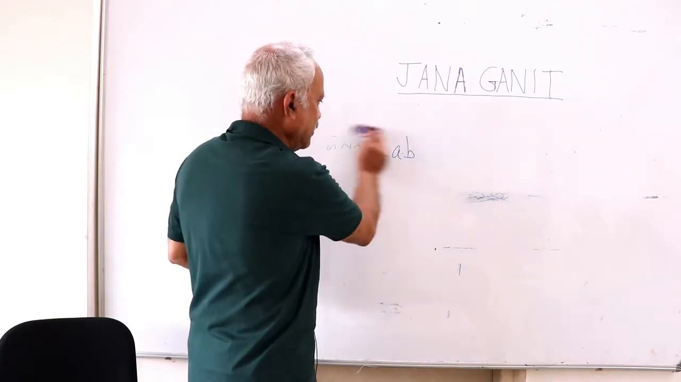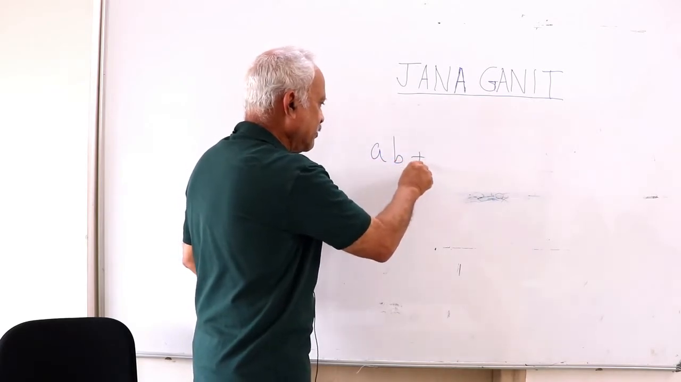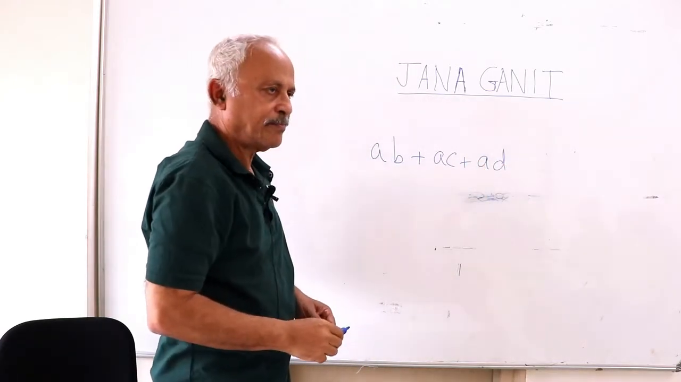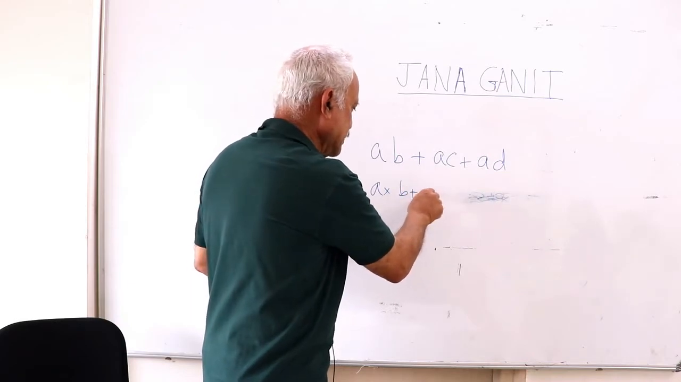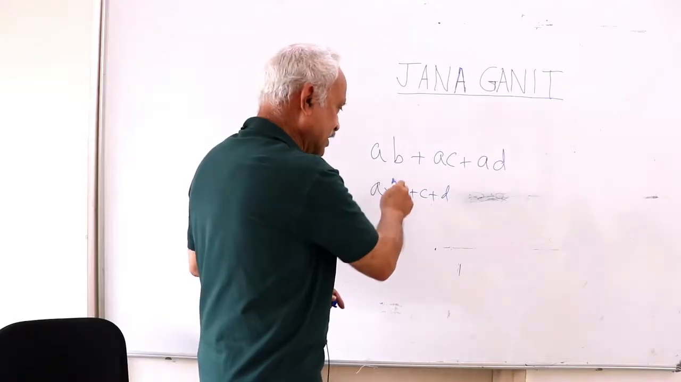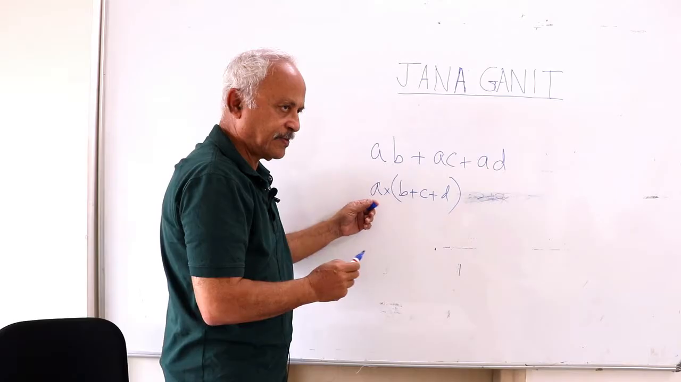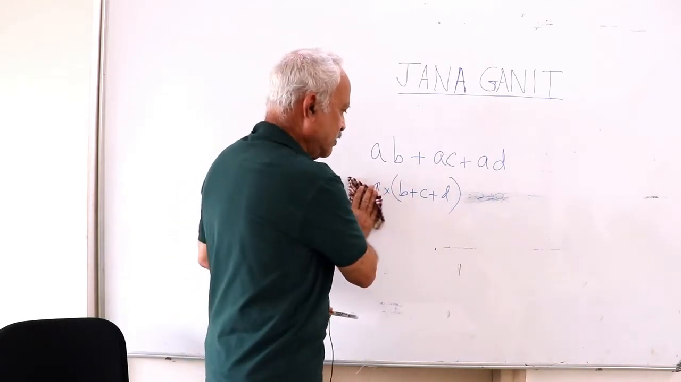So, remembering this, now, Gyanjyoti, tell me what are the factors of AB plus AC plus AD? A into B plus C plus D. B plus C plus D is in bracket. I have to put brackets. So the first factor is A. And the second factor is B plus C plus D. Very good. So now we are making further progress.